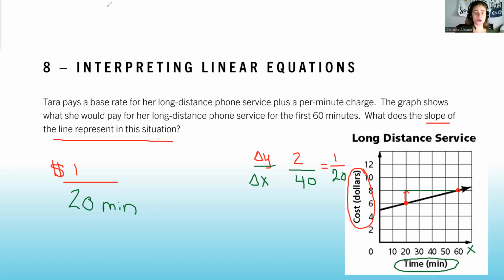And that answers our question. I'm not going to type it out since I said it on the screen, but that's what this slope represents: for every 20 minutes that Tara is on that phone, she's going to be charged $1.